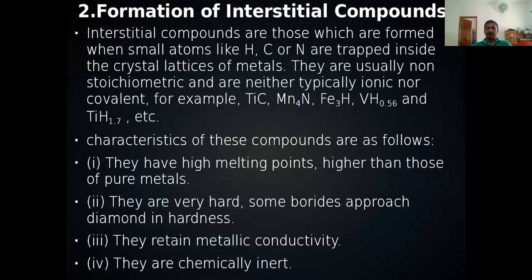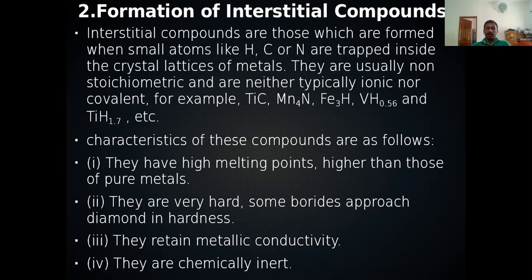Interstitial space. What is interstitial space? In the first chapter, solid state, we discussed it. The voids, that is the interstitial space. Voids, that means the free spaces between the particles of a crystal. That is void. So in this void, small atoms like hydrogen, carbon, or nitrogen can exist. They will be trapped in these voids. And compounds formed by the presence of hydrogen, carbon, or nitrogen in the interstitial spaces of transition elements are known as interstitial compounds.